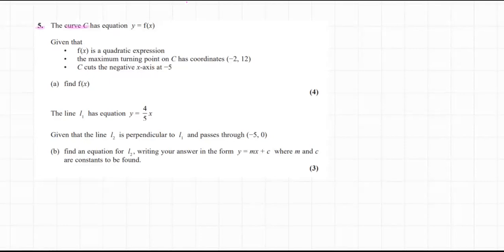Question 5, the curve C has the equation y equals f of x. Okay, f of x is a quadratic expression. C has a maximum turning point at (-2, 12). And C cuts the x-axis at negative 5. So it cuts the x-axis at negative 5, so it's going to cut the x-axis here, either there or there. Find what f of x is.